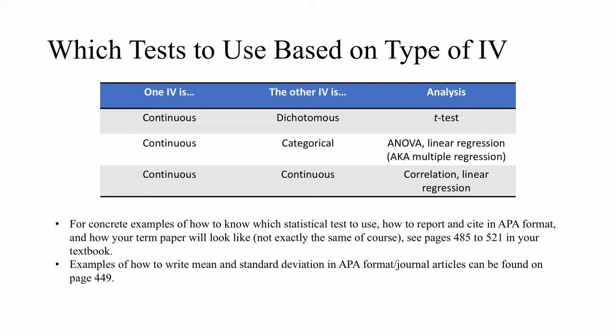Okay, so this table: if one of your IVs is continuous and the other is dichotomous, we're going to use a t-test.